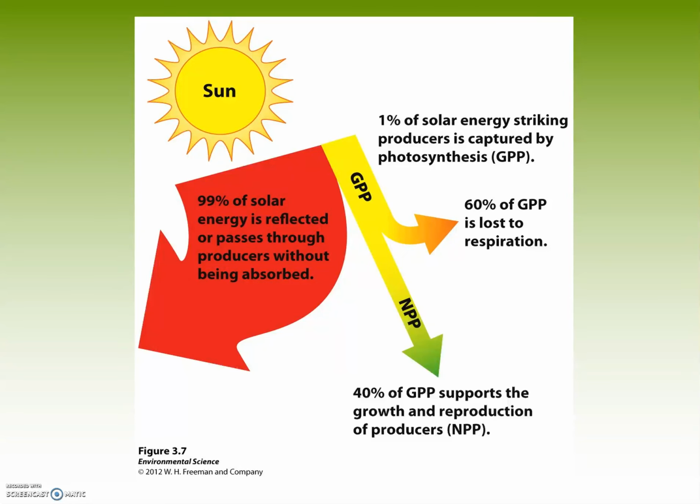100%. Here's a little diagram to say, here's the sun. The sun gives us a tremendous amount of energy. 99% of that solar energy is reflected or passes through producers without being absorbed, not even part of it. 1% of that solar energy strikes the producers and is captured in GPP. So 1% of what comes from the sun is captured. 60% of that is then lost to respiration. And then 40% of that supports growth and reproduction of those producers. And so we're down to 40, that net PP, that net primary productivity being 40% of the 1% that we actually harvest from the sun.